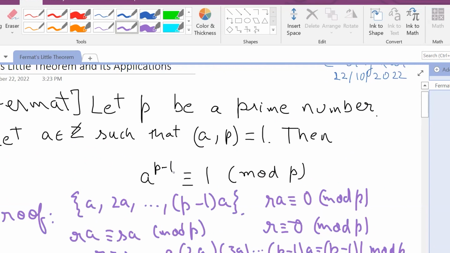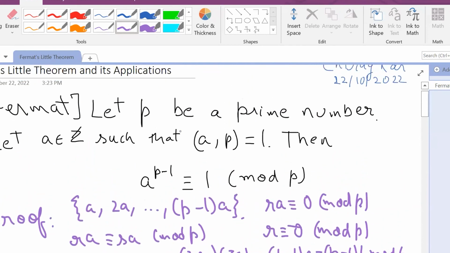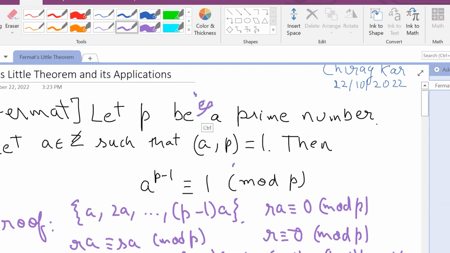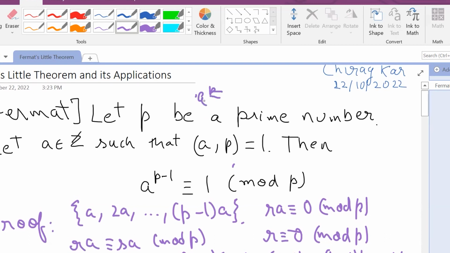Let's check. Assume that the corollary that we just proved is true. Then A to the P is congruent to A mod P for all integers A. Correct? Now, let P be a prime number, that we know in both cases. Suppose that the GCD of A and P is 1, then we can write A to the P is congruent to A, as A times A to the P minus 1, right?